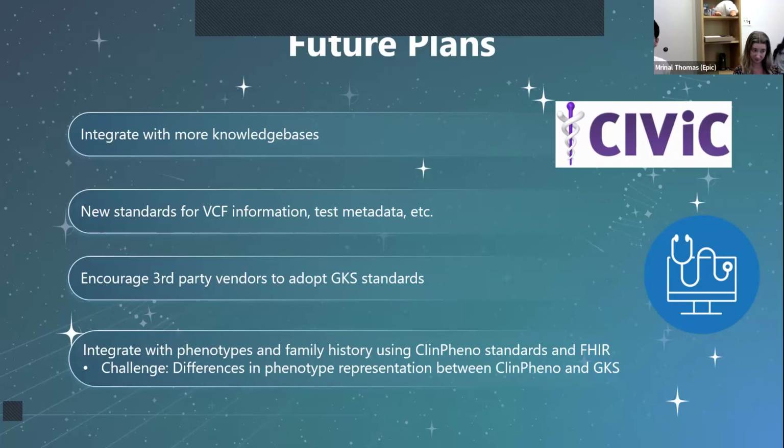And then finally, jumping a little bit outside of GKS, we did recently complete some development to be able to document phenotypes as HPO codes directly on a patient's chart within Epic. And that opens up a lot of doors for us to be able to export that data and exchange it with other software using some of the ClinPheno standards and FHIR.